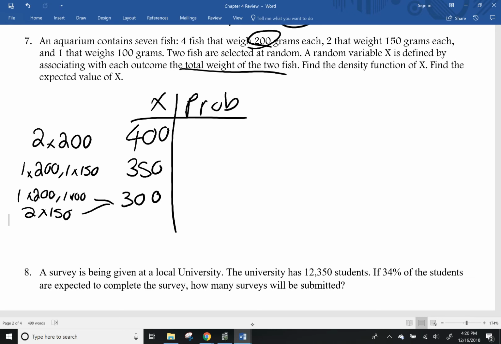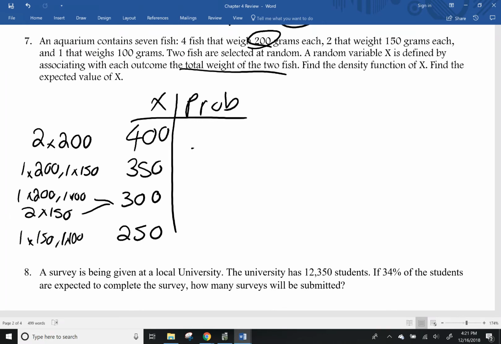If I chose one of the 150s and one of the 100s, then that would be 250 grams total in fish. And I believe those are all the possibilities in total because I can't choose two 100-gram fish. There's only one fish that weighs 100 grams. So I can't have 200 as one of the possibilities, because I would have to have two fish that weighed 100 grams, and there's only one fish that weighs 100 grams that exists. So that's my X, and those are the ways I got those X.